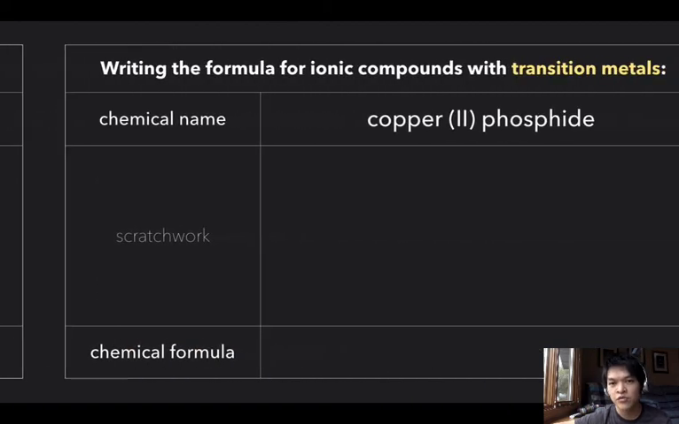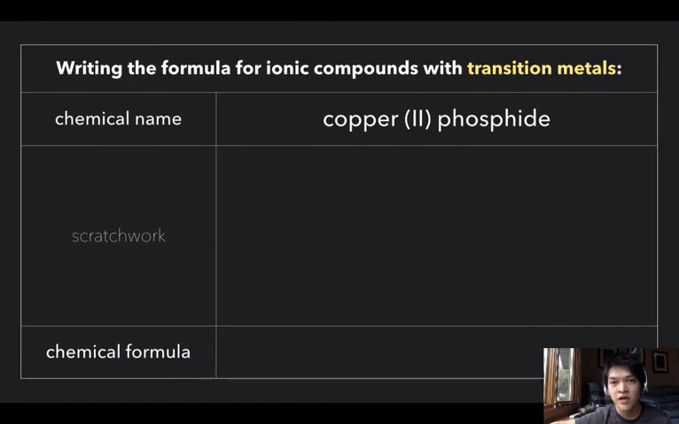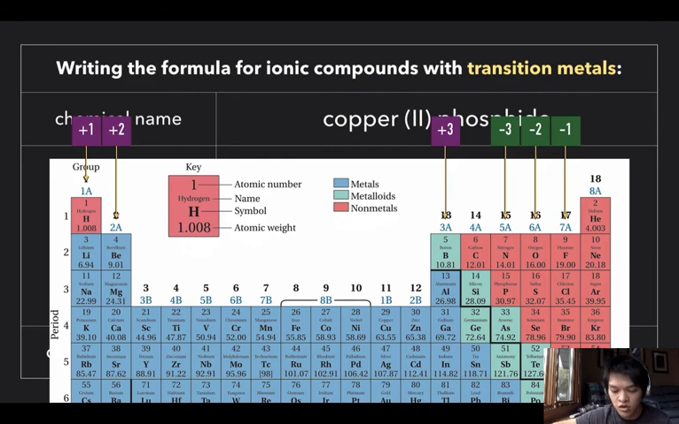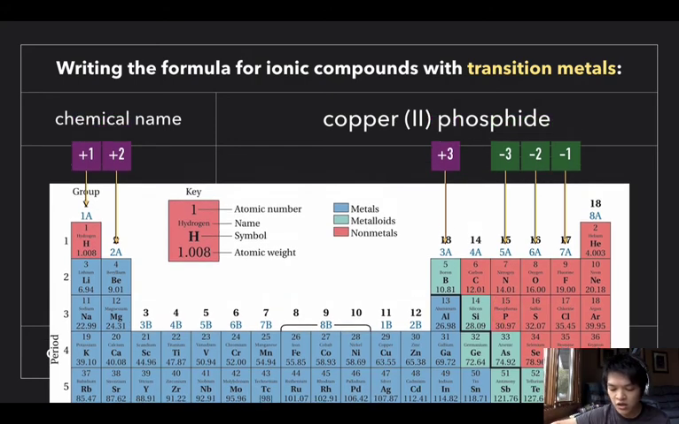In this last example, we have copper 2 phosphide. Copper 2, immediately from the Roman numeral, you can tell that copper has a positive 2 charge. All right. What about phosphide, though? What charge does phosphide have? Let's look at the periodic table. Phosphide is right here. Phosphide has a negative 3 charge. Remember that.